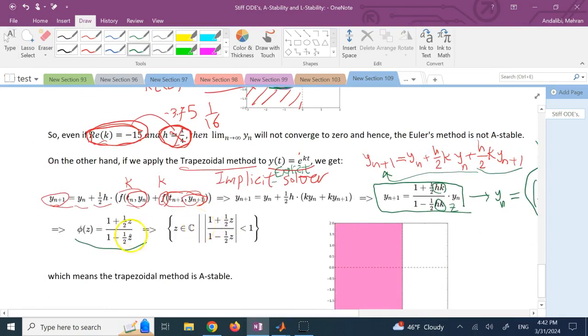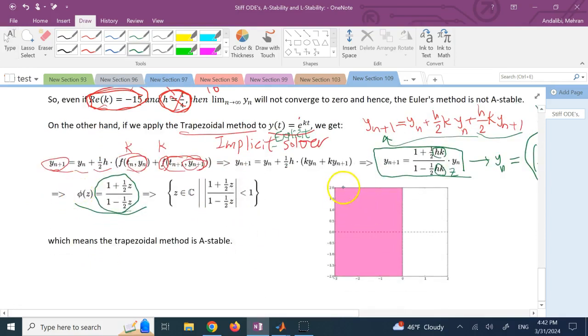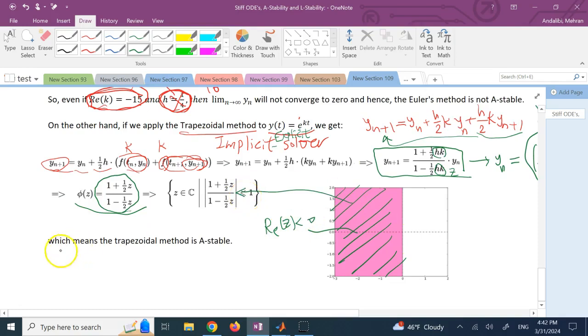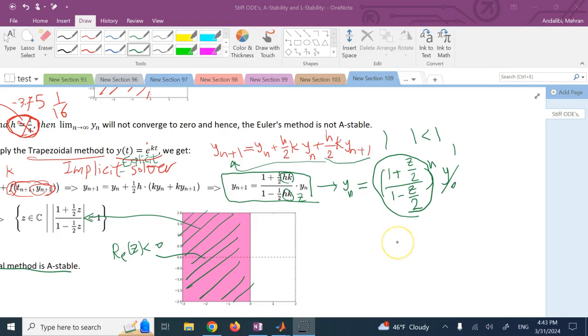And for what region of z the magnitude of this is less than 1, if you know complex numbers, you can see that it is literally the entire negative side of the complex plane. So all of the region for which the real part of z is negative will match this condition, and so this method is A-stable. What about L-stable?